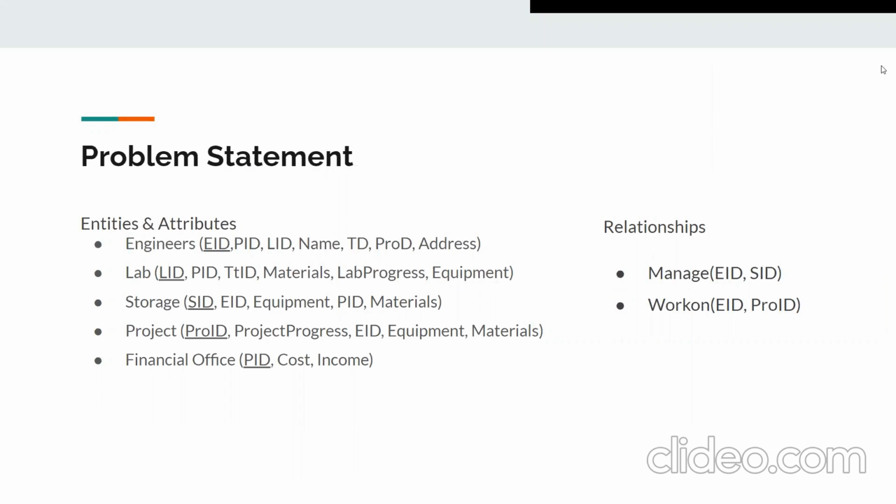For our problem statement, firstly, we have five entities from the ER model, and each entity has its own attributes. Engineers basically records the basic information of engineers and their ID, and the lab will record each lab ID, test ID, and pay ID, and also the lab progress, materials, and equipment they use. Storage will be responsible for recording the amount or any situations regarding equipment and materials. Project ID will be responsible for recording any progress and equipment used for any specific project. And the last one, financial office, will be responsible for supporting the financial side for engineers, lab, and storage, and will record the cost and the income for each transaction they made.